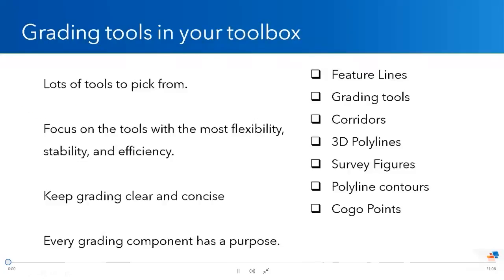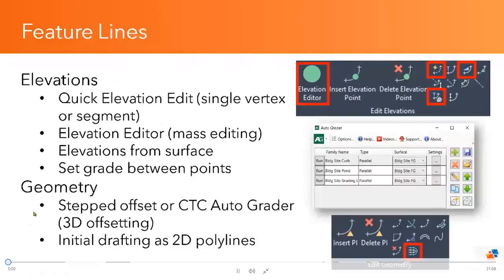Keeping things organized is a cornerstone, important thing to do when it comes to our grading designs, because they can get very cluttered. As we're talking about feature lines, we're going to identify a couple different tools in the ribbon that we're going to explore with the quick elevation editor and some of the other key tools that you can use from the ribbon. We're also going to look at AutoGrader.